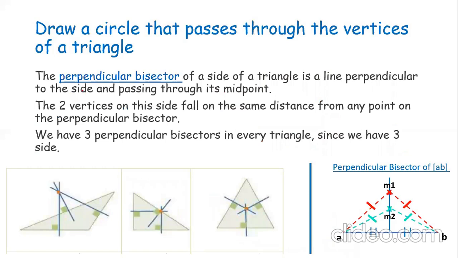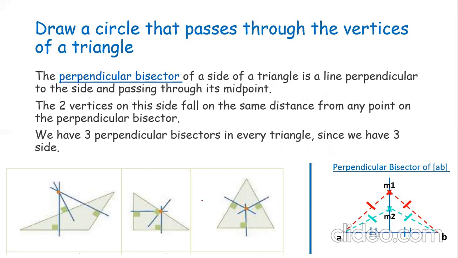Now draw a circle that passes through the vertices of a triangle. Regardless of the type of this triangle, we need to draw a circle that passes through its vertices. Before we talk about how we can do that, let's remind ourselves of the concept of the perpendicular bisector. The perpendicular bisector of a side of a triangle is a line that is perpendicular to the side and passes through its midpoint.